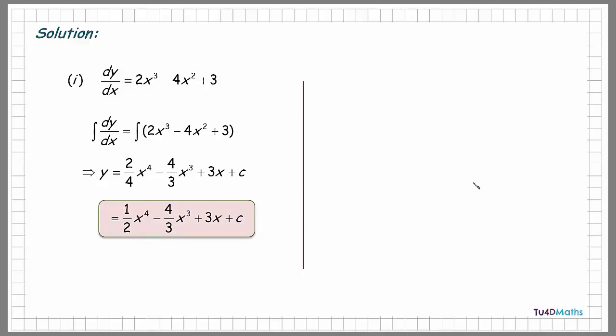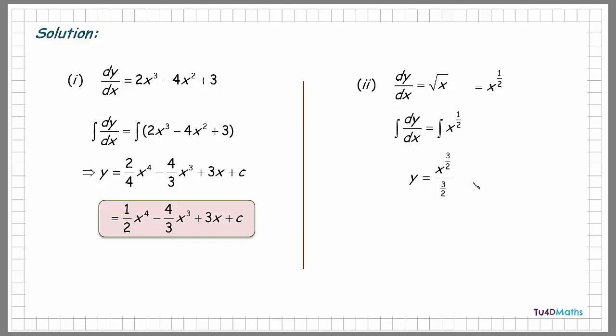In part 2, we're given the slope dy dx, or the first derivative, is equal to the square root of x. Now we can write the square root of x as x to the power of 1/2. And we're trying to get y, so we integrate both sides. And when we integrate dy dx, we get y.